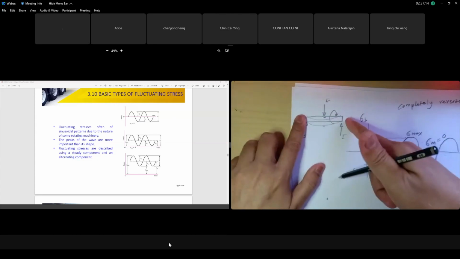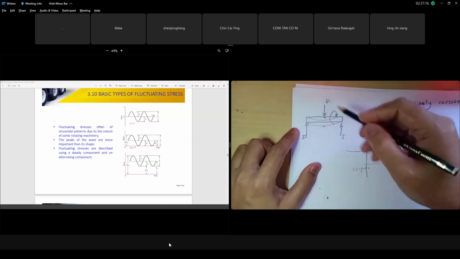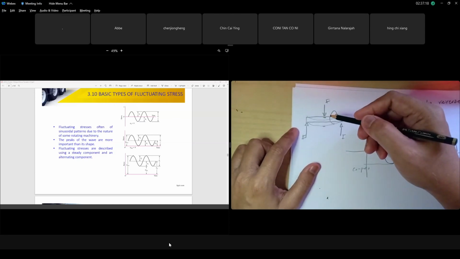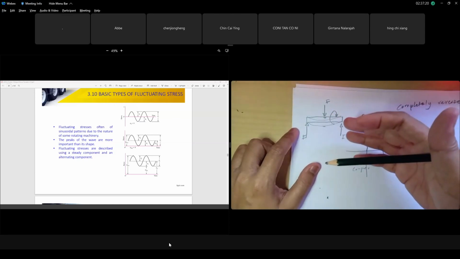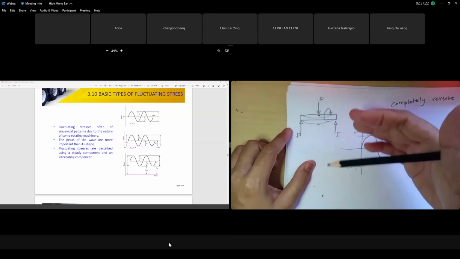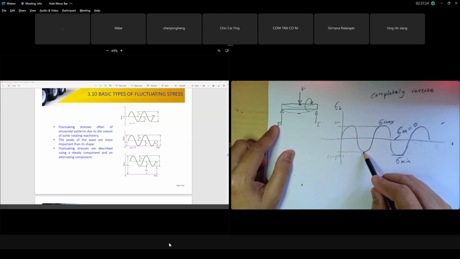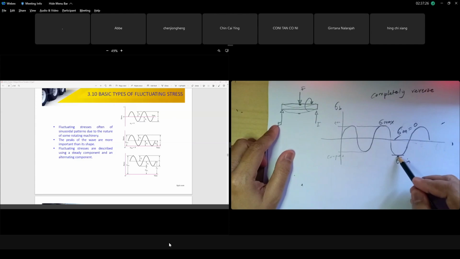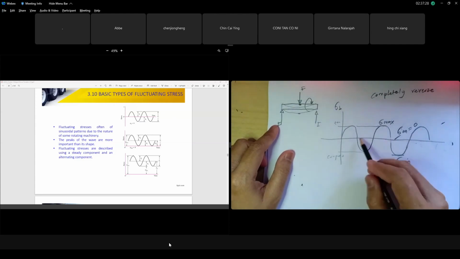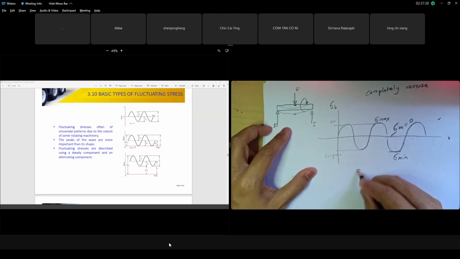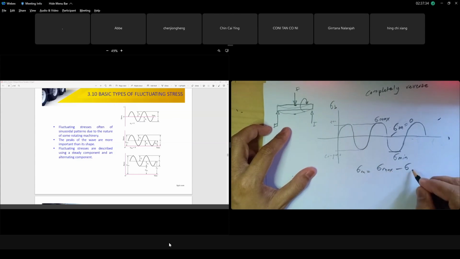Like pure bending, the element goes through tension and compression. The compression bending stress has the same value as the tension bending stress, but compression is negative and tension is positive. Your mean is zero because sigma mean is sigma max plus sigma minimum, over 2, and the minimum is on the negative side.